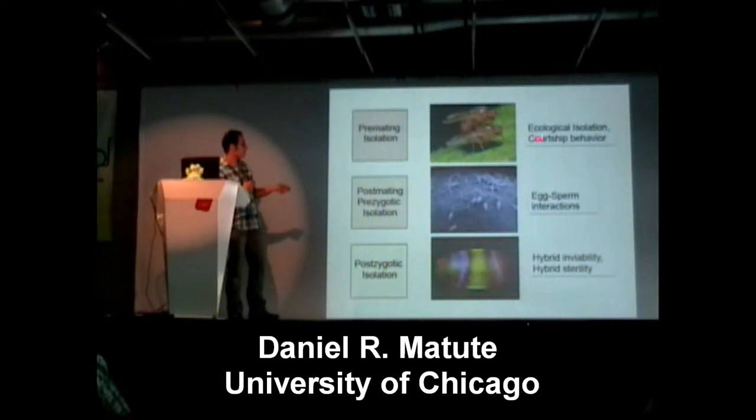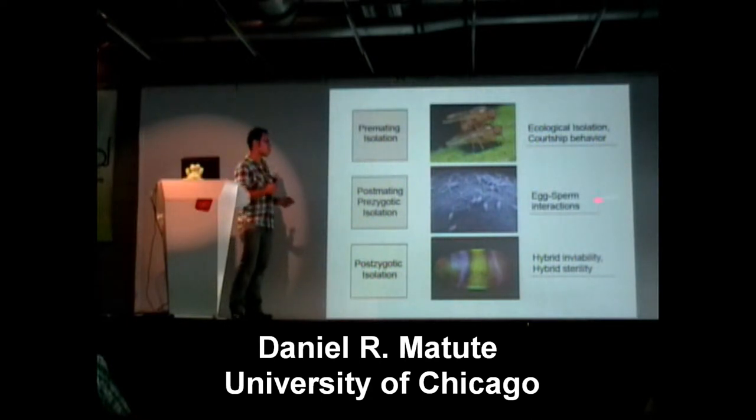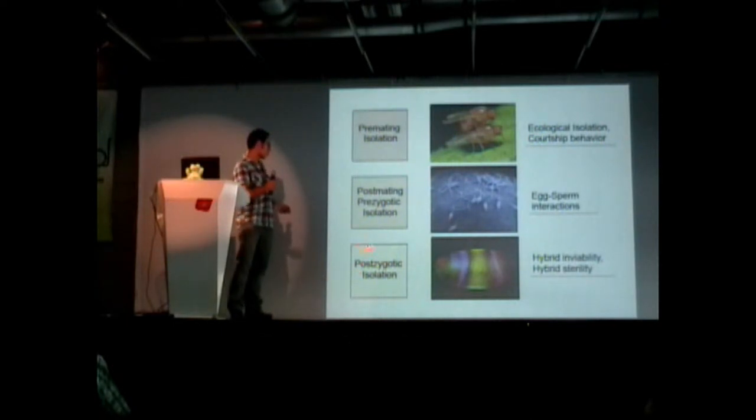Postzygotic isolation, like in this case. Postmating prezygotic isolation includes all those processes that occur after mating but before the zygote gets formed. For example, in organisms that have internal fertilization, all the mechanisms of interaction that happen in the female tract, or things of that sort. And of course, postzygotic isolation is also involved.